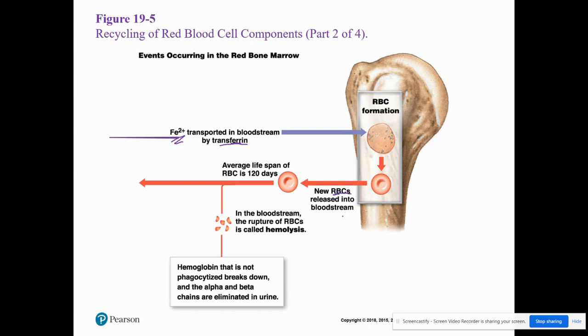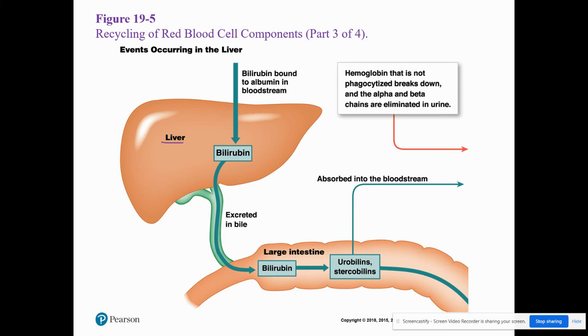So the body likes to recycle things, right? And then again, it'll live for about 120 days. And as things get ruptured, they'll be pulled out, phagocytized. We're not going to reuse the alpha and beta; we're going to dispose of them. We will reuse the iron. All right. So here you go.